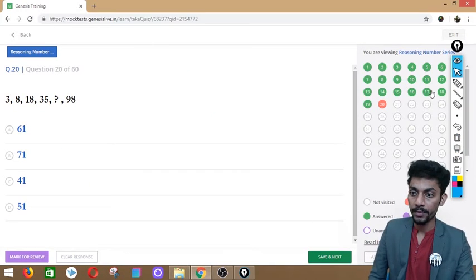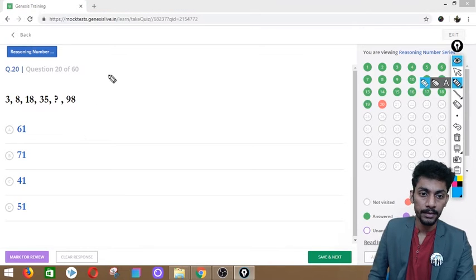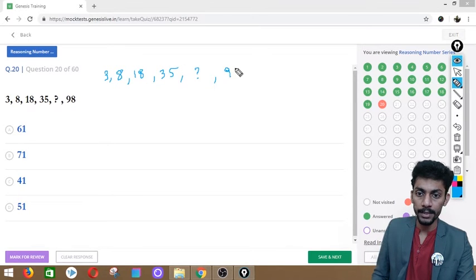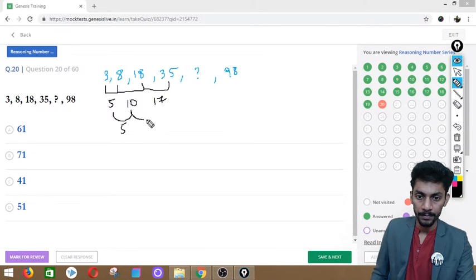Next question, question number 20. What does question number 20 say? Question number 20 says 3, 8, 18, 35, question mark, and 98. Correct? Now, what's the difference? The difference is 5, the difference is 10, the difference is 17. What is the common difference here? 5 plus 5 is added, plus 7 is added. So plus 5, plus 7, next should be plus 9. Plus 5, plus 7, plus 9, plus 11, plus 13, and so on.